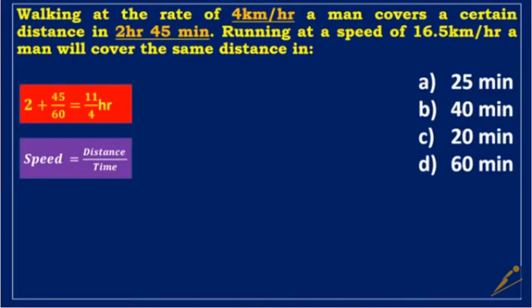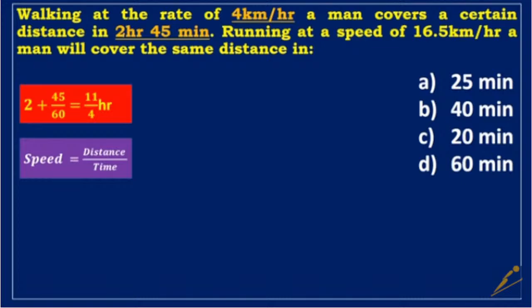Example 3. Walking at the rate of 4 kilometers per hour, a man covers a certain distance in 2 hours and 45 minutes. Running at a speed of 16.5 kilometers per hour, a man will cover the same distance in. Let's start by calculating the distance covered by the man while walking. First, we convert 2 hours and 45 minutes into a fraction.